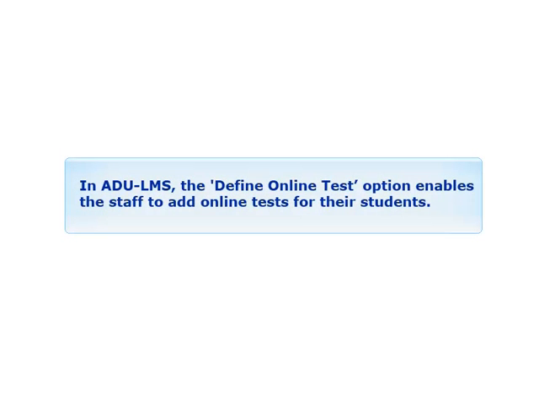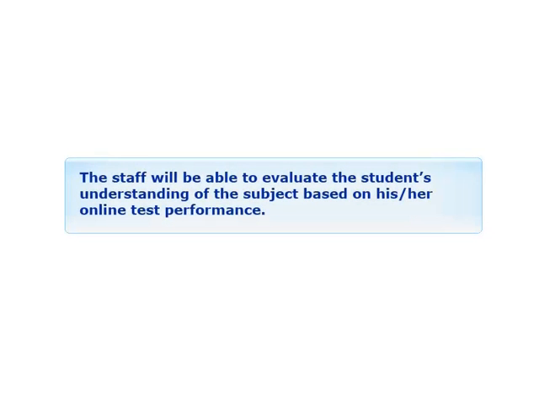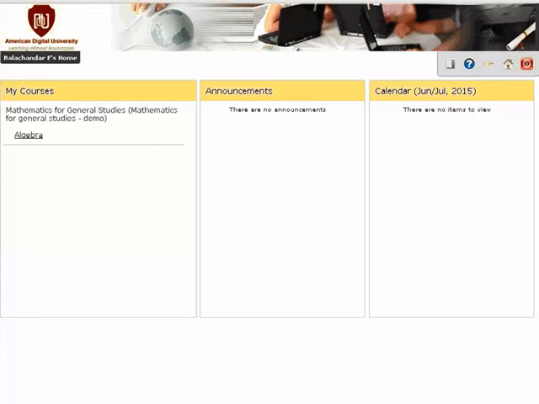In ADULMS, the Define Online Test option enables the staff to add online tests for their students. The staff will be able to evaluate the student's understanding of the subject based on his or her online test performance. You are viewing the ADULMS homepage of the staff.